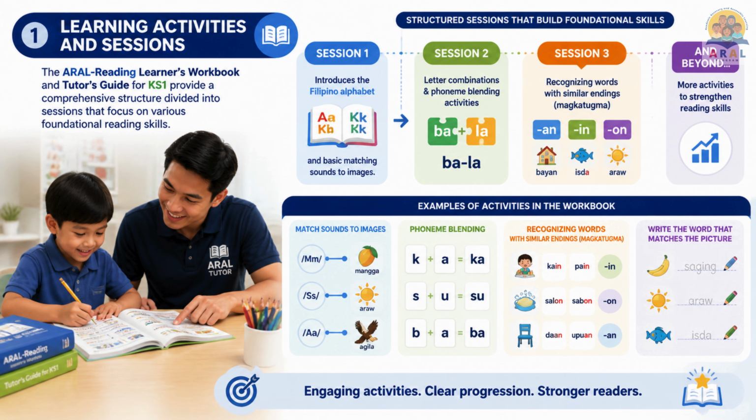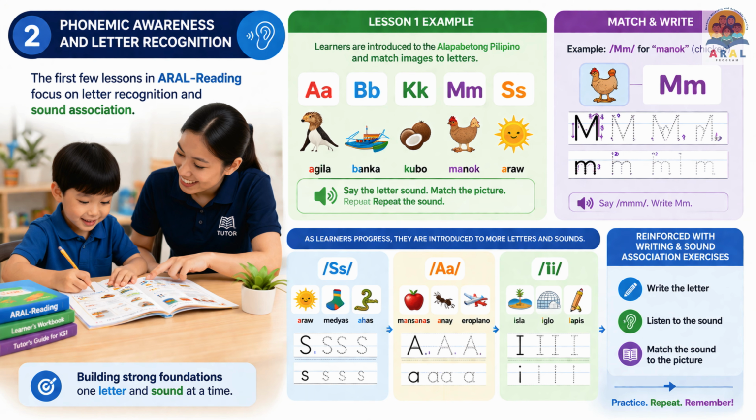Phonemic awareness and letter recognition. The first few lessons in ARAL reading focus on letter recognition and sound association. For instance, in Lesson 1, learners are introduced to the Filipino alphabet and matching images to letters such as letter M for monarch, chicken. As learners progress, they are introduced to writing and identifying different letters like S, A, and I, which is reinforced with writing and sound association exercises.